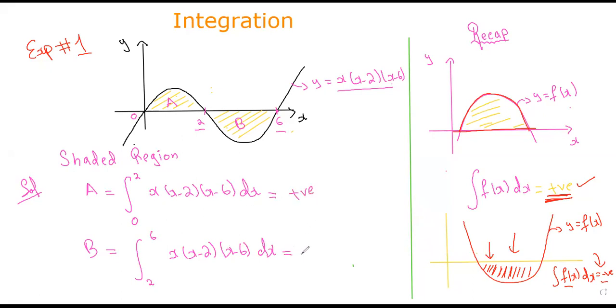Whatever the answer for B comes out, that would be negative because the x-axis in this case is above the curve. So for finding the total shaded region, we will do A plus minus B. Why would I do minus B? Just so this value gets positive. This would be negative, so just remove the negative sign, and whatever answer you're getting as the area, just add both of them, and that would be your value.